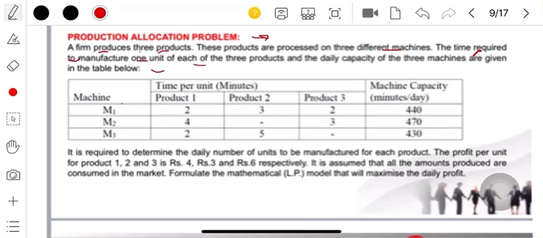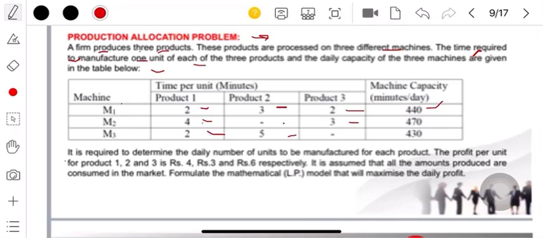So on machine 1, the time required for 1 unit of product 1 is given as 2 minutes, on machine 2 4 minutes, on machine 3 2 minutes. Similarly for product 2 and product 3 it is given, and the capacity of the machine is also given. Means daily capacity cannot be greater than 440 minutes, right? So this is given in the problem.